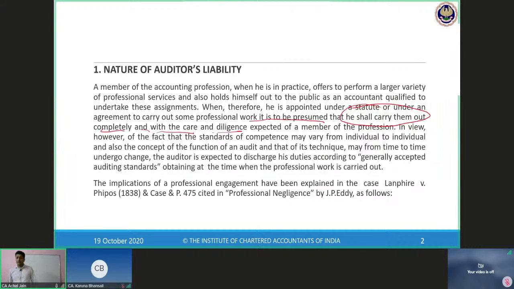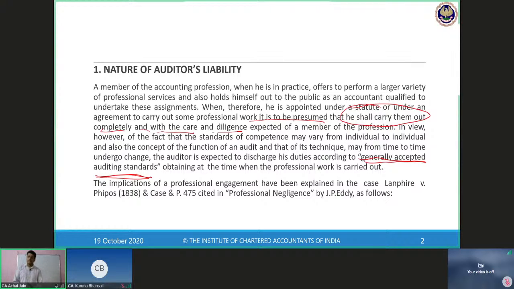In view, however, of the fact that the standards of competence may vary from individual to individual, and also the concept of function of audit and that of its technique may vary from time to time and undergo change, the auditor is expected to discharge his duties according to generally accepted auditing standards. Generally accepted auditing standards are what? Those essays that we talk about, and various other practices which are required to be looked at.